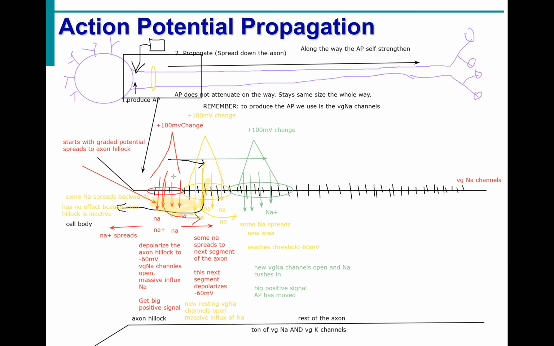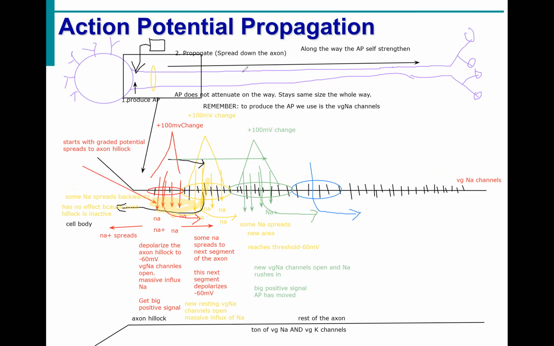And this process continues. I can keep changing colors. I can keep doing this again and again, but you guys get the idea. This is going to produce a local current, and this local current is then going to open new channels, and those new channels are going to allow new sodium to come in. And when that new sodium comes in, it spreads. And when that new sodium spreads, it produces an action potential and reaches threshold.